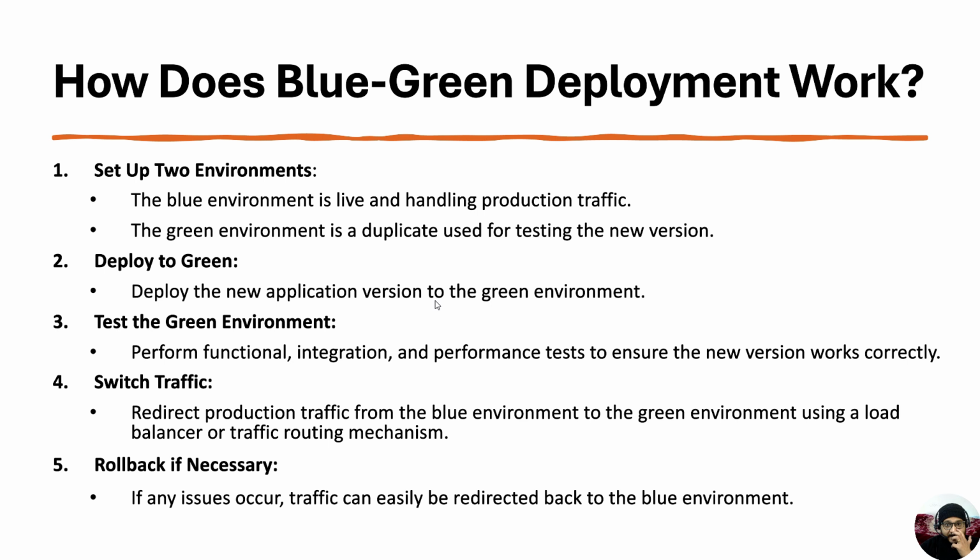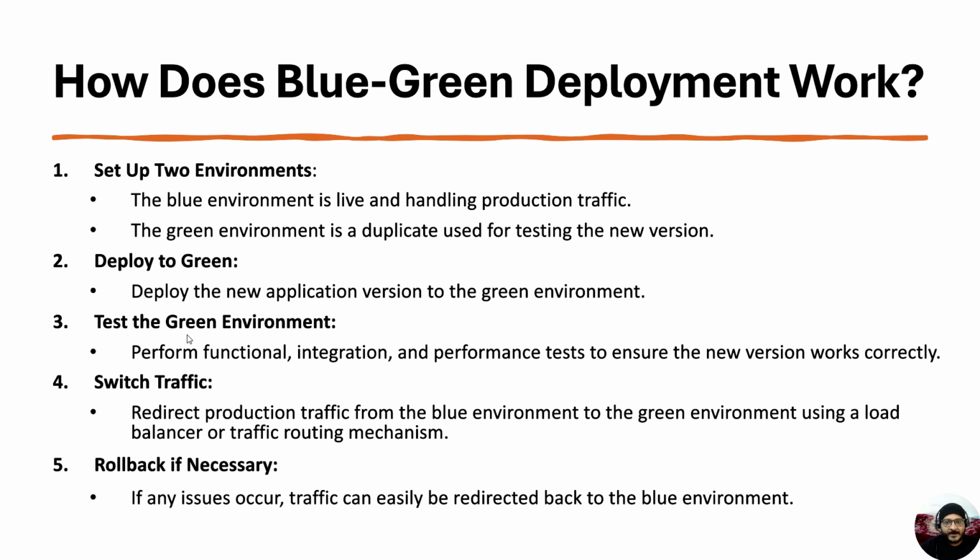So let's see how a blue-green deployment works. We set up two environments. One is blue, which is our live environment where production traffic is going. The other is the green environment, which is a duplicate of the blue environment and is used for testing the new application. We deploy the new version of our application in the green environment and do all the testing required.